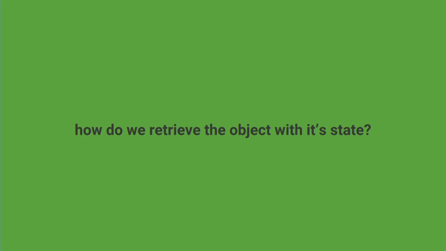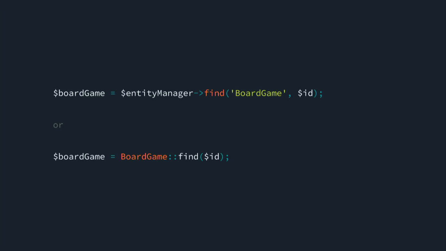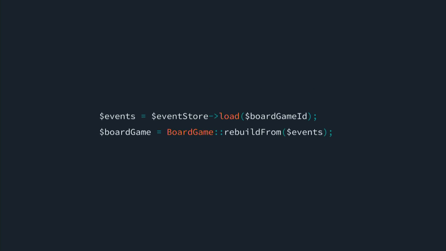Well, we have to replenish the stock, obviously. But how do we then get back the actual state of that object? Because we just persisted those events. We just stored those events. How do we actually get back the latest state of this board game, right? If you use Doctrine, for instance, or Eloquent, you could just get it back very easily. And with event sourcing it's basically the same, but what you do is you first get back all of the events. So you have the actual ID stored somewhere, and then you get back all the events, and then you rebuild the actual board game because you have all these events.